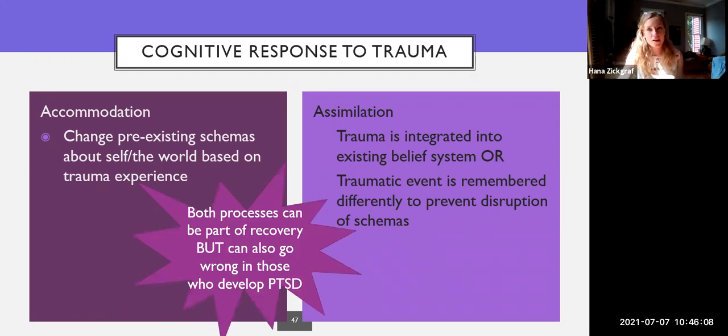So both accommodation and assimilation are normal parts of life. They're normal ways of processing experiences, both traumatic and non-traumatic. And to some degree, accommodating beliefs to incorporate the trauma and assimilating the trauma into your pre-existing belief system is part of a normal response to trauma. But when people basically take these normal responses too far and over-accommodate or over-assimilate, this can lead to negative changes in the belief system that perpetuates PTSD.